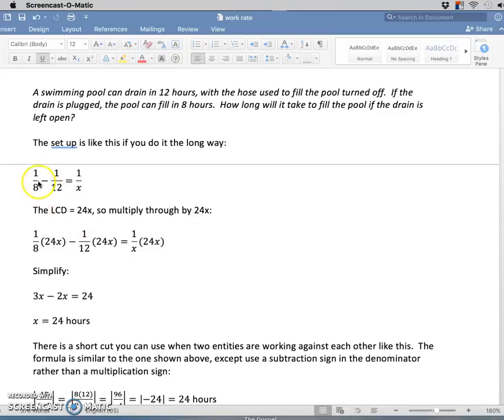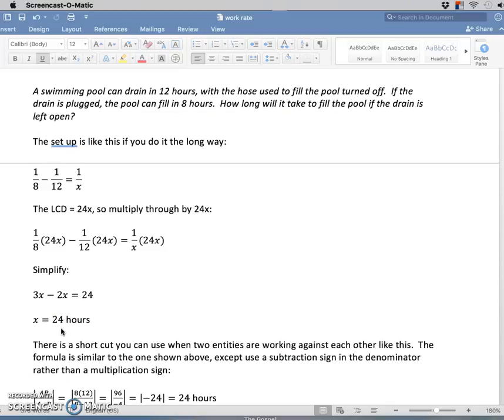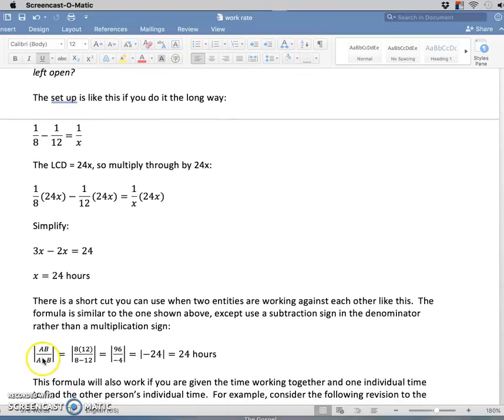So multiply through that. So 1/8 times 24x is 3x. 1/12 times 24x is going to be 2x. Don't forget it's subtraction there. And then 1/x times 24x is going to be 24. 3x minus 2x is just x, so you get 24 hours.